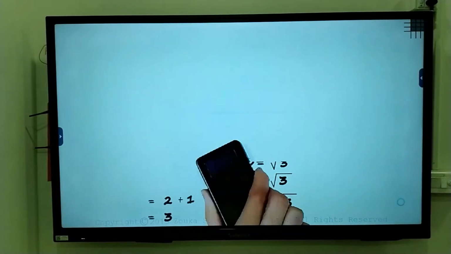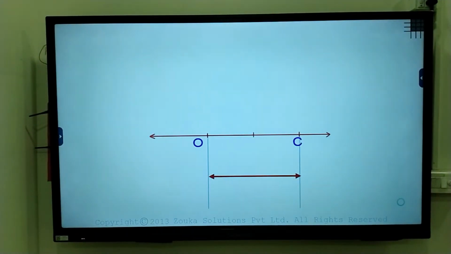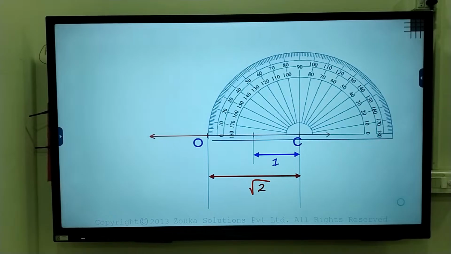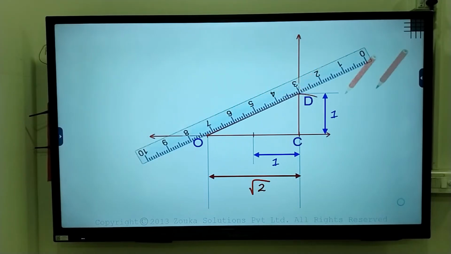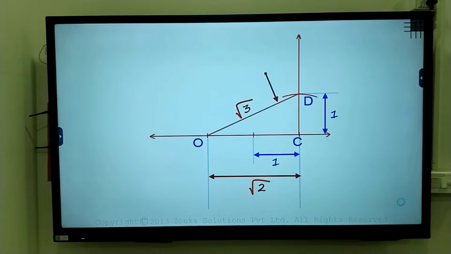Let's quickly see how it's actually constructed. We have OC, which is root 2 units long, and this length from C is 1 unit. Note that this is not 0, 1, 2. This length is root 2 and this length is 1 unit away from point C. We take a protractor, keep the center on point C and make a 90-degree mark. Then we draw a line through that mark to point C. We take the 1 unit length and mark CD on the line. To form the right angle triangle, we join OD. This length OD will be root 3 units.